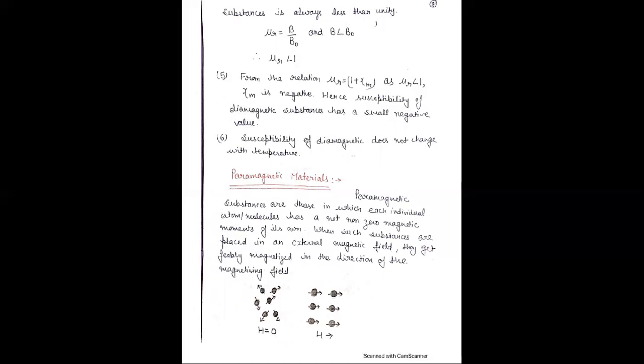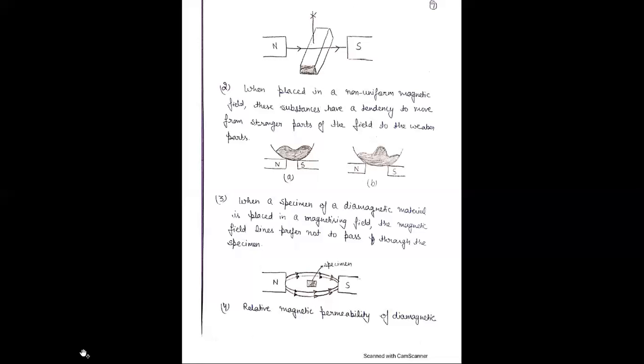And what is relative magnetic permeability? It is the ability of a material to permit the passage of magnetic lines of force through it. That is, the degree or extent to which a magnetic field can penetrate or permeate a material is called relative magnetic permeability.